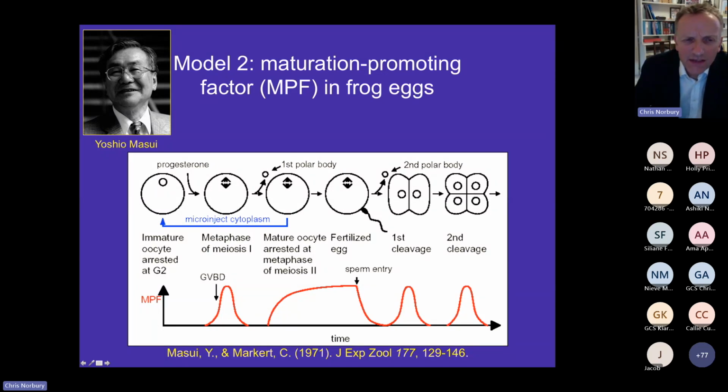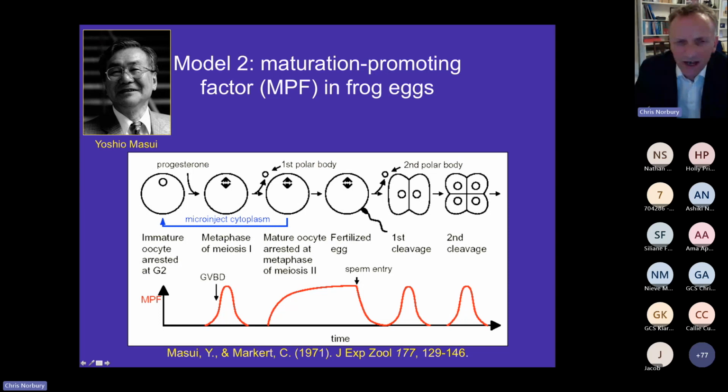That's normally something that is triggered by progesterone, which you can see here in the cartoon. Progesterone stimulation in the natural environment of the frog will stimulate oocytes, immature eggs, to re-enter meiosis. This is the specialized cell division that gives rise to germ cells. They'll then become arrested in meiosis 2, metaphase, waiting for fertilization.